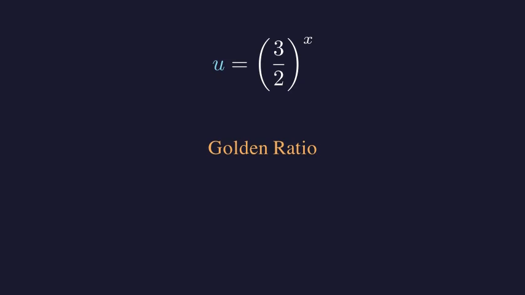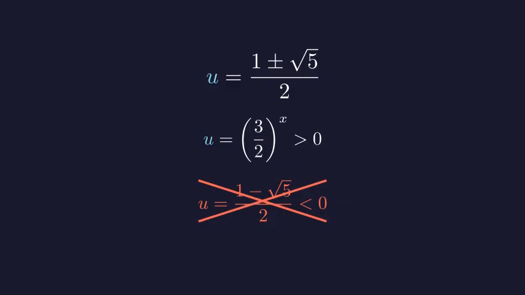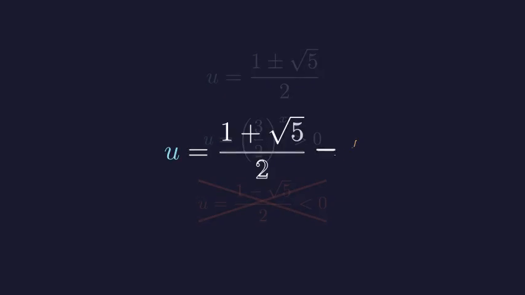Using the quadratic formula to solve for u, we get 1 plus or minus the square root of 5 all divided by 2. However, recall that u represents an exponential function, 3 over 2 to the power of x. Since a positive base raised to any power must yield a positive result, we must discard the negative solution. This leaves us with u equals 1 plus the square root of 5 over 2, which is the famous golden ratio, often denoted as phi.